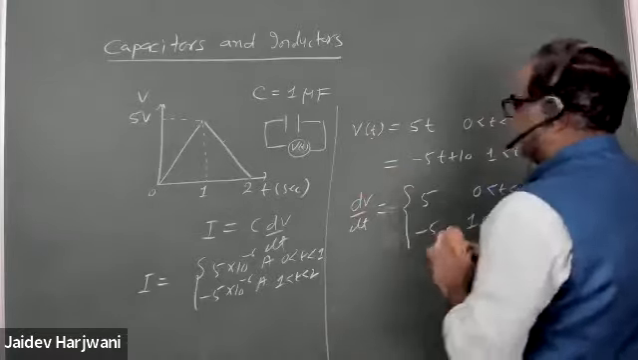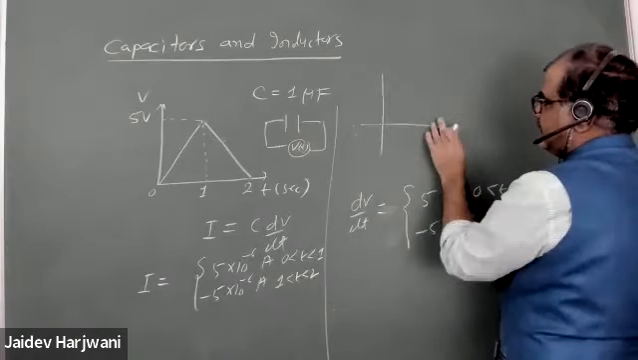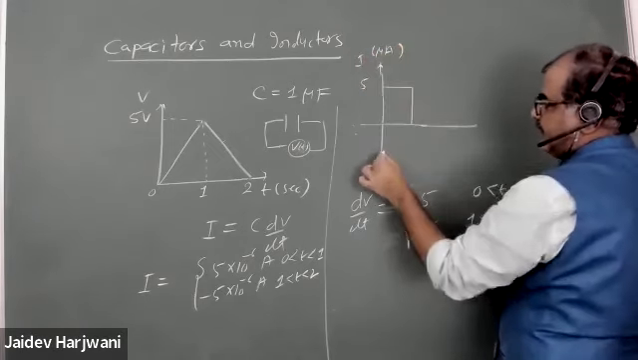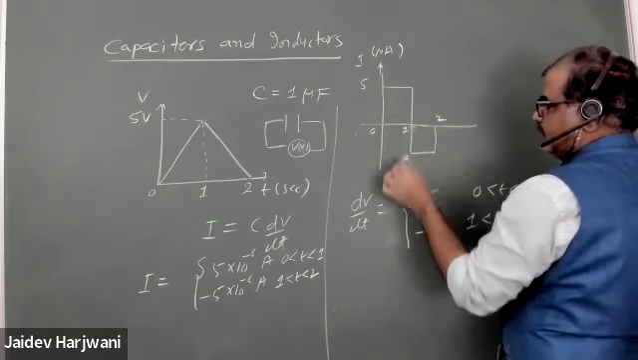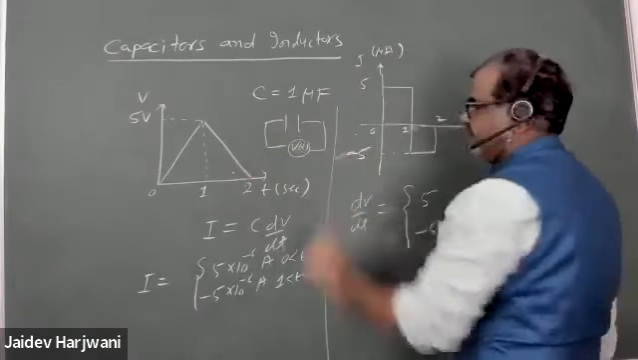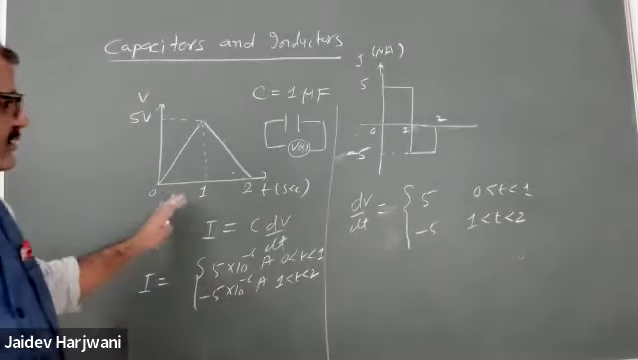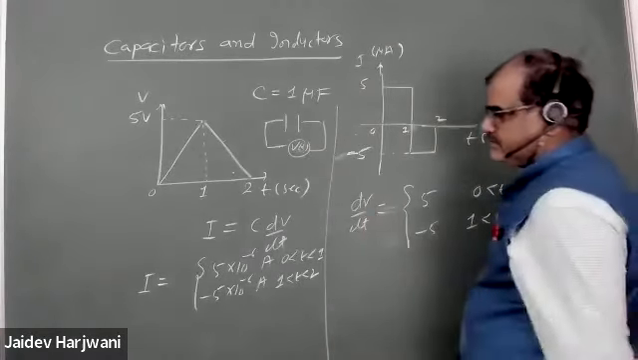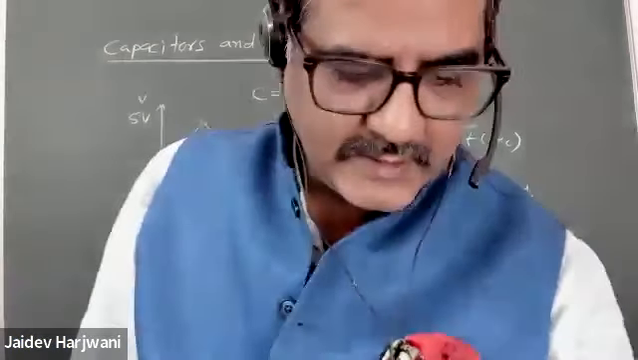So if I ask you to plot the current for this given voltage profile, you can simply plot it. Current is constant, plus 5 microampere from 0 to 1 second, and from 1 to 2 it is minus 5 microampere current. If DC is given, then simply current is 0, because dV by dt is 0. So the given graph is between voltage and time, and this is current and time, with time in seconds. So this way you can calculate the I-T curve.